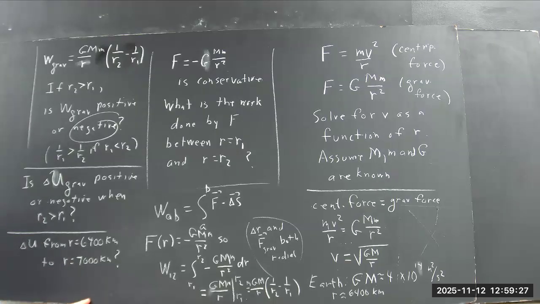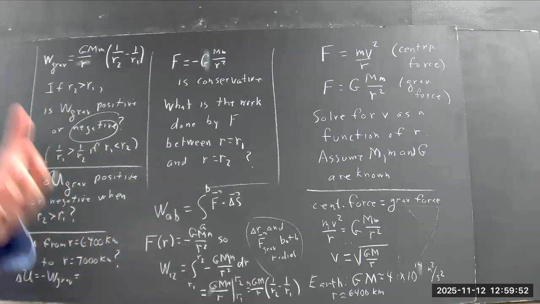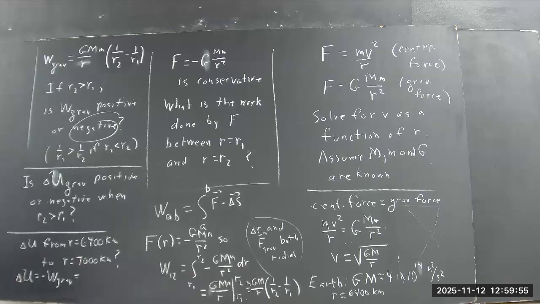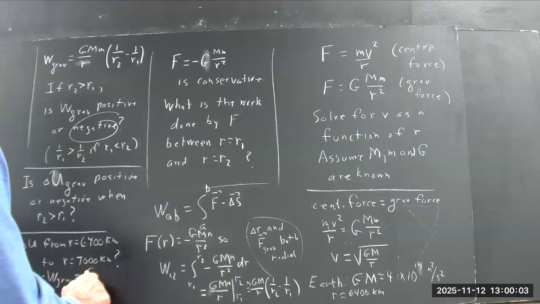Well, you could do that, couldn't you? Because you know the change in gravitational potential energy is the negative of the work done by gravity, because potential energy change is equal and opposite to the work done by the conservative force, right? And that's going to be big G, big M, little m.